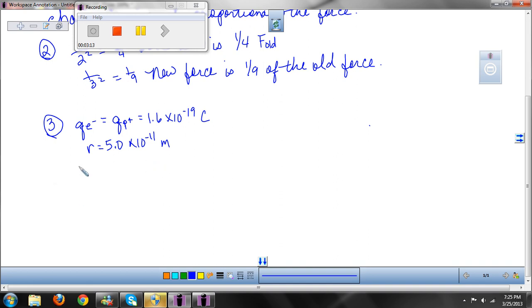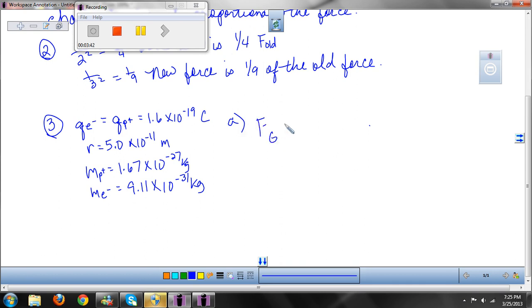And the mass of a proton is approximately 1.67 times 10 to the negative 27 kilograms. And the mass of the electron is approximately 9.11 times 10 to the negative 31st kilograms. Okay. Part A says, using Newton's law of universal gravitation, calculate the gravitational force between the electron and the proton.